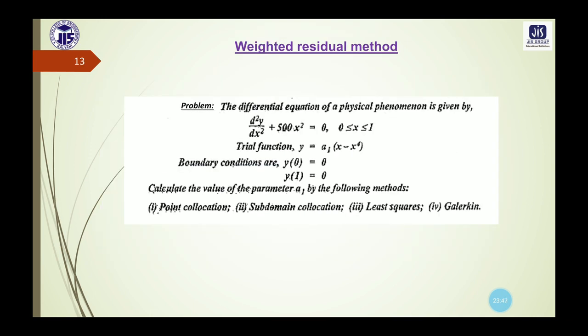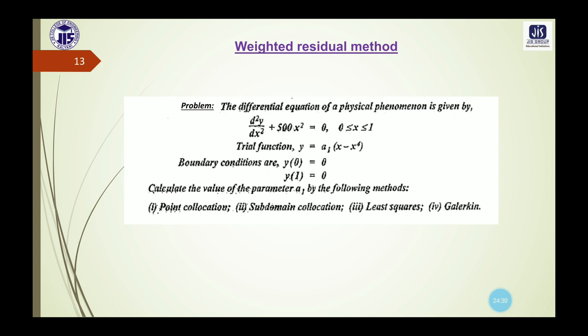Now let us discuss one more weighted residual method numerical. The new problem given is the differential equation of a physical phenomenon, given by d²y/dx² plus 500 x squared, equal to 0. Now the value of x lies within 0 to 1. The trial function is y equals a1 into x minus x to the power 4. So the trial function is given here, so no need to make any assumption. It is given: y equals a1 into x minus x to the power 4.